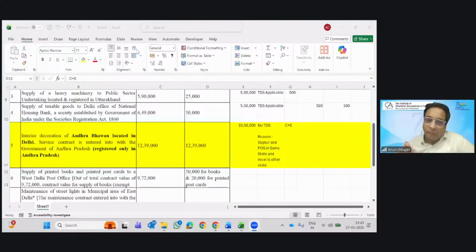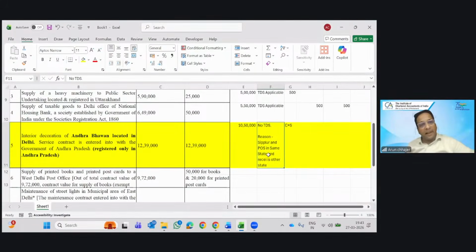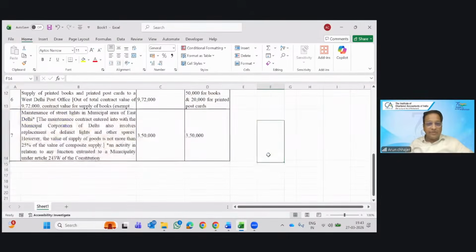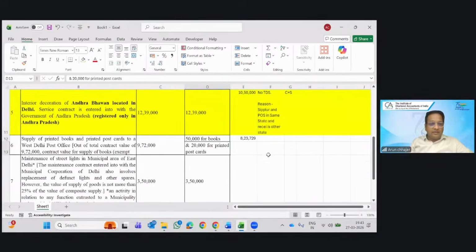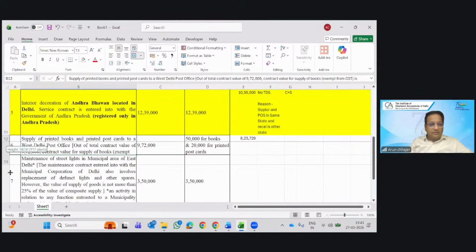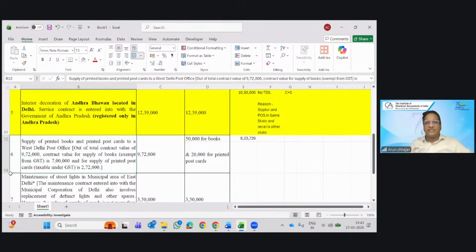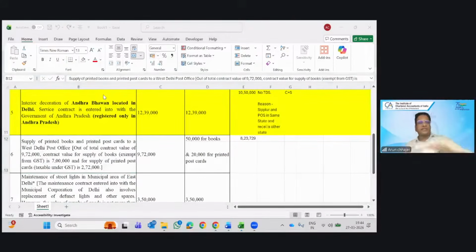So this particular point has been added in the proviso as relaxation: no TDS if supplier and POS are in a different state and the recipient belongs to a different state. Correct? Clear है ना सभी को? Is it clear to all? Question number 6. Give me the answer for question number 6.